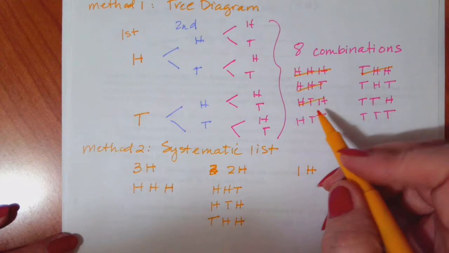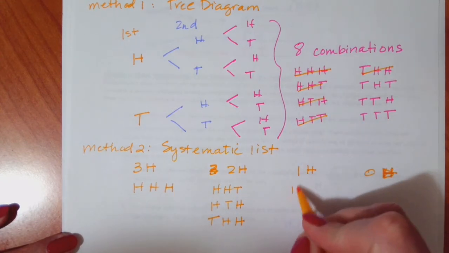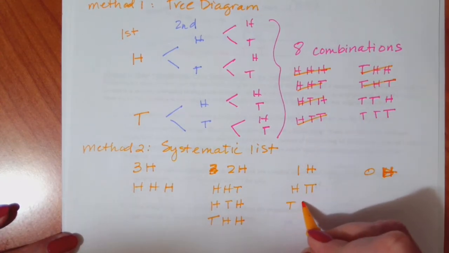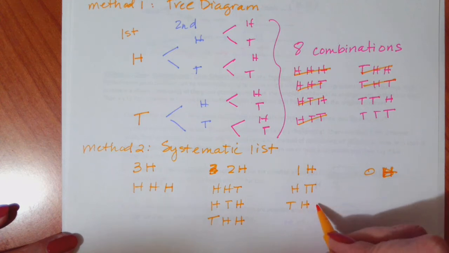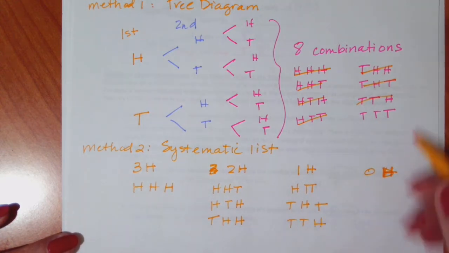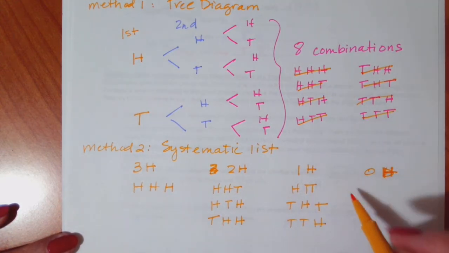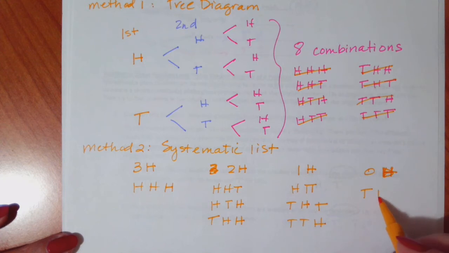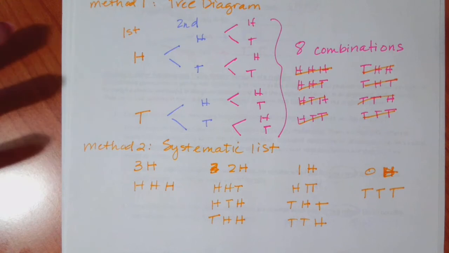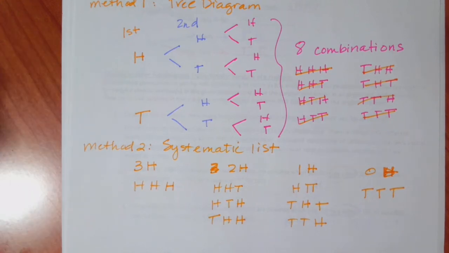Then if there's 1 head, I've got head, tail, tail, tail, head, tail, and finally tail, tail, head. And then lastly, there is 1 possibility which has 0 heads. Now obviously you could have done the same thing if you had listed it with how many tails or some other fashion.